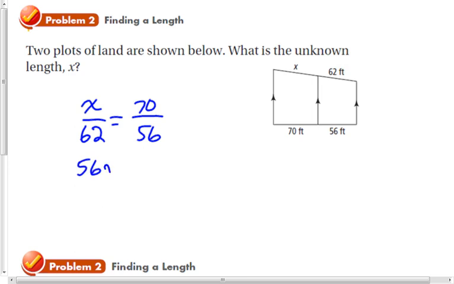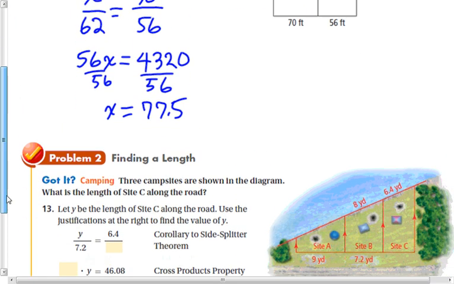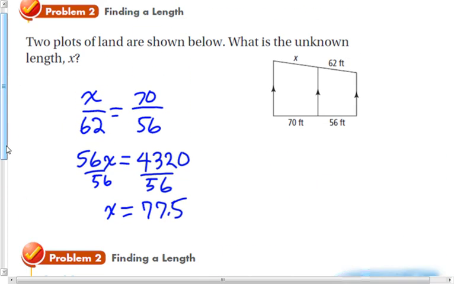Using cross products property, I get 56x equals 4,320. Divide both sides by 56, and I get x is equal to 77.5. All right, you try that. Oh, let me just put this in. This is the corollary to the side splitter theorem. All right.